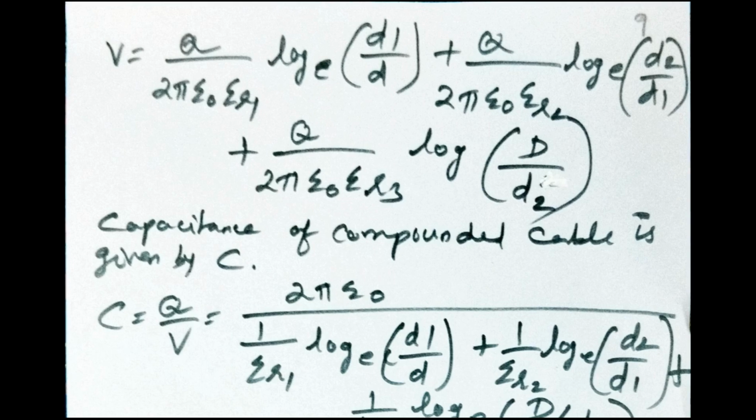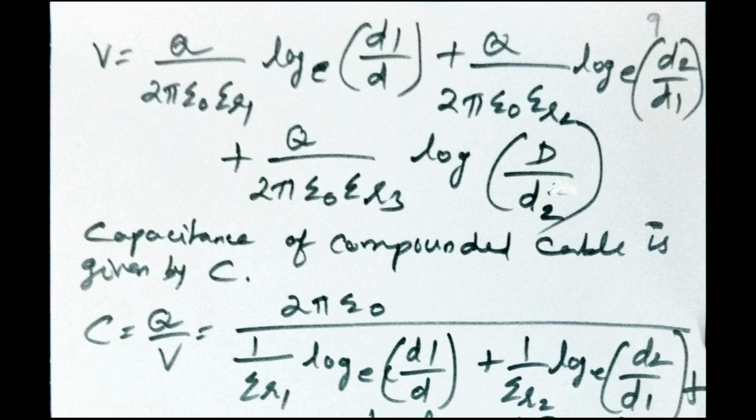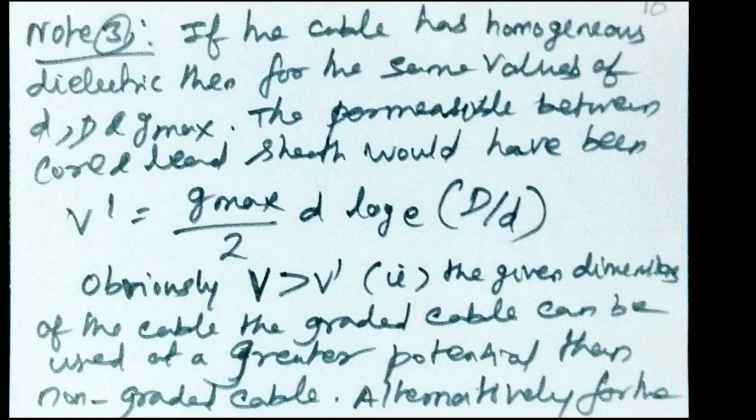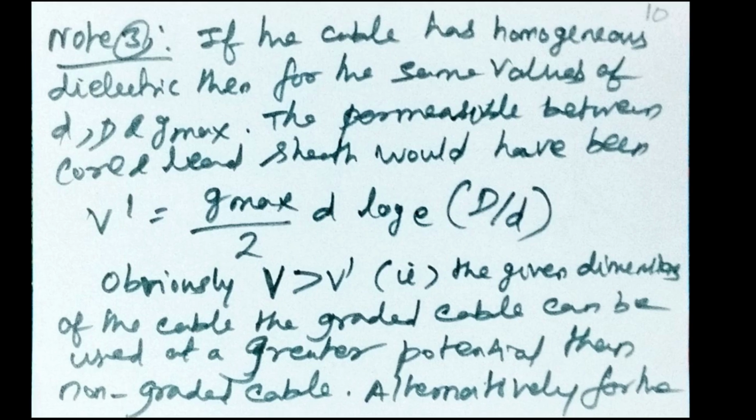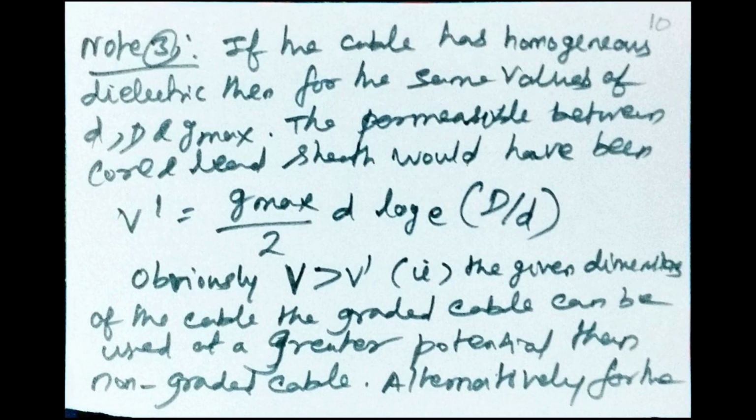The capacitance of the composite cable is given by C, where C is equal to Q by V. The C formula is shown in the notes on the 9th page. Note 3: if the cable has a homogeneous dielectric, then for the same values of d, capital D and G maximum, the permissible voltage between core and lead sheath would have been V dash, equal to G max d divided by 2 log e D by d. Obviously, V is greater than V dash for the given dimensions of the cable. The graded cable can be used at a greater potential than the non-graded cable.